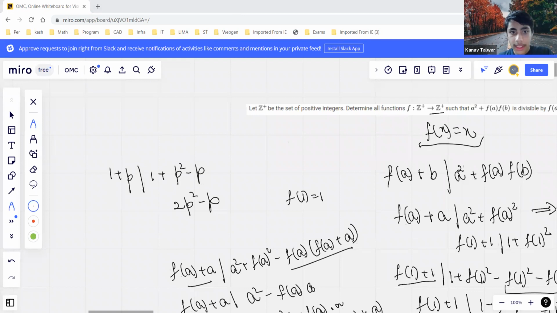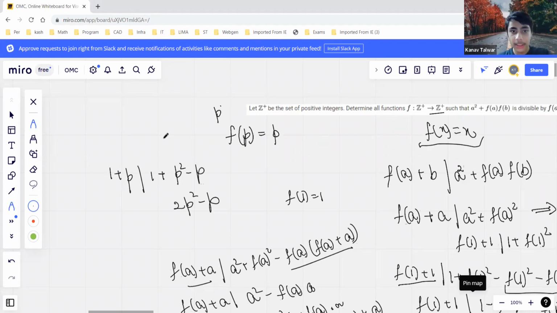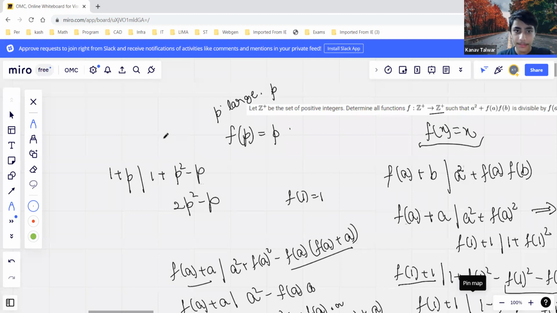So we must have that f of primes is prime. p equal to 2 works though. We'll have to check that. Yeah, forget about this for large enough primes. Just for a lot of values, f(p) is equal to p. That is good enough.